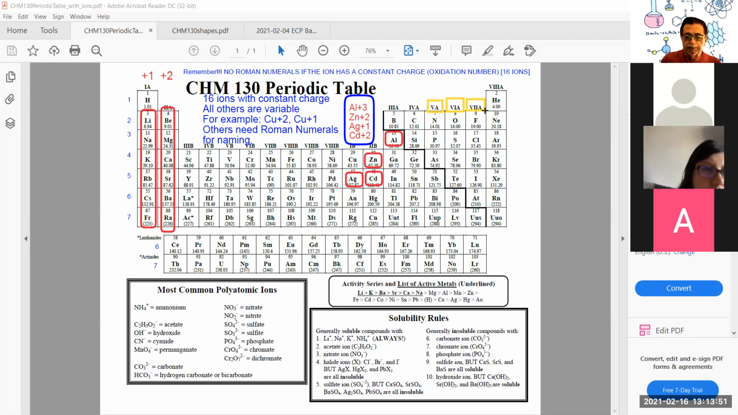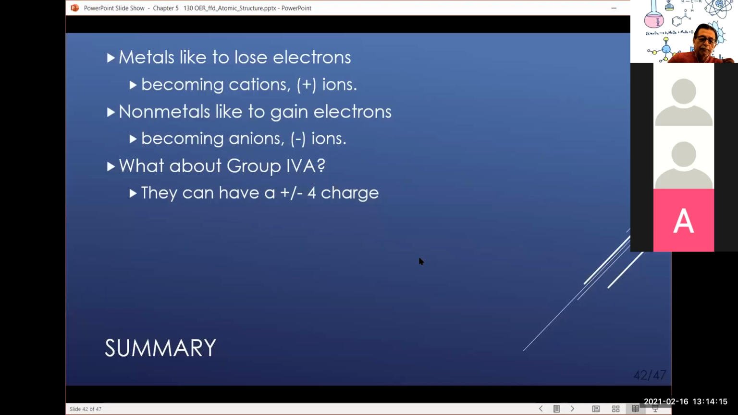Its position in the periodic table gives you a lot of information with respect to the type of molecule it is, the type of element it is, how many bonds it can make, how many electrons it can lose or gain, and so on and so forth. That's why I refer to the periodic table quite a bit. So let's go back to that and finish it up.